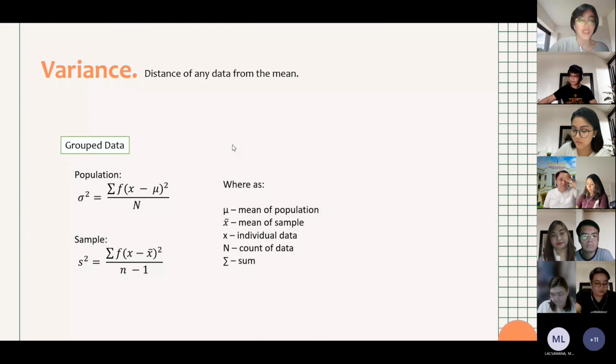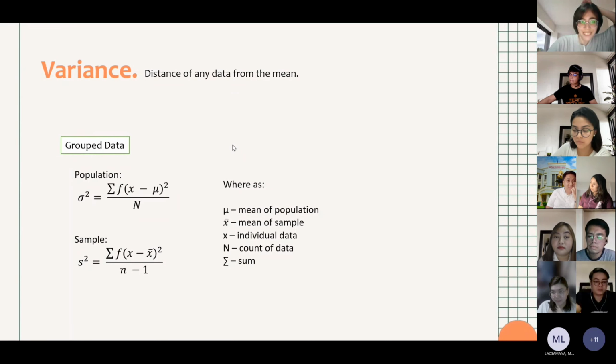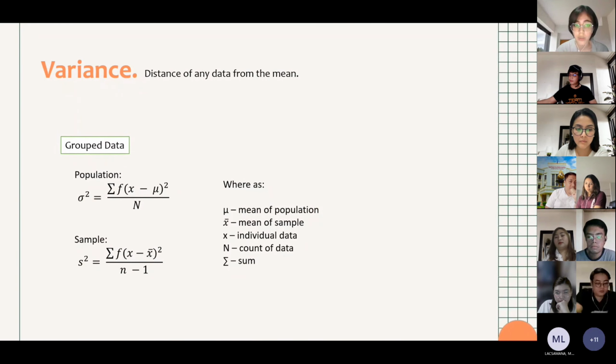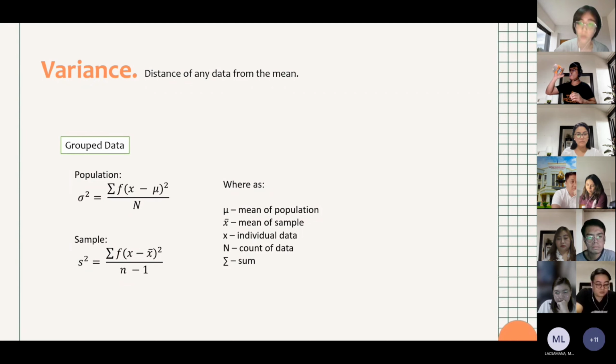Okay. Hello po. Sorry, hindi ko matapan energy ni Mr. Perfecto. So, yan. For the variance, it is the distance of any data from the mean. So, again, for the formula ng group data, for population, it's sigma squared is equals to summation of the product of x minus mu raised to second power and f all divided by 2n. For the sample naman, it is s squared is equals to summation of product of x minus mean squared all divided by 2n minus 1.